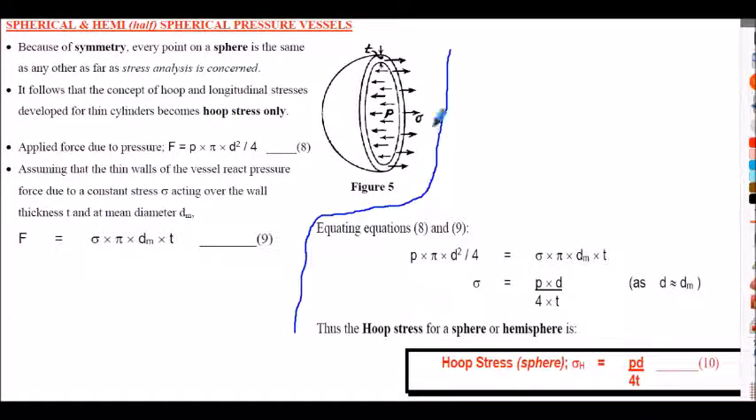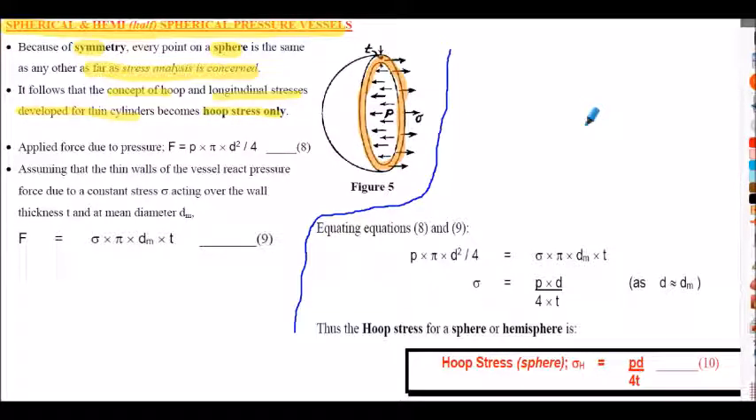We're going to consider spherical or hemispherical, that's half a sphere, vessels. So pressure vessels, we've got like footballs here really. Because of symmetry, every point on a sphere is the same from a stress analysis perspective. Wherever you slice the vessel through its diameter, you get the same shape, you get the same area. That area there, I'm highlighting, is the same wherever you slice it, unlike with a cylinder, of course. So it follows that the concept of hoop and longitudinal stresses developed for thin cylinders becomes purely a hoop stress in a spherical vessel.